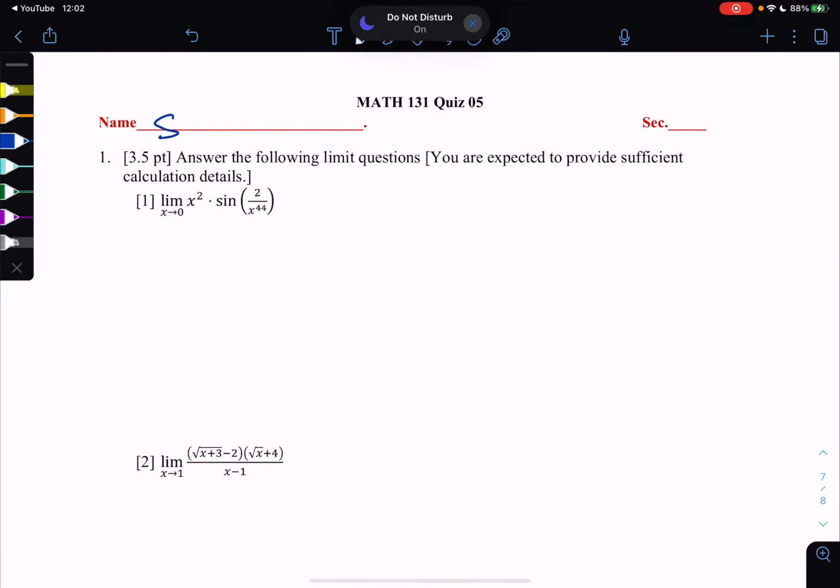So let's go over the quiz together. The first problem is something we did not test in quiz 4.